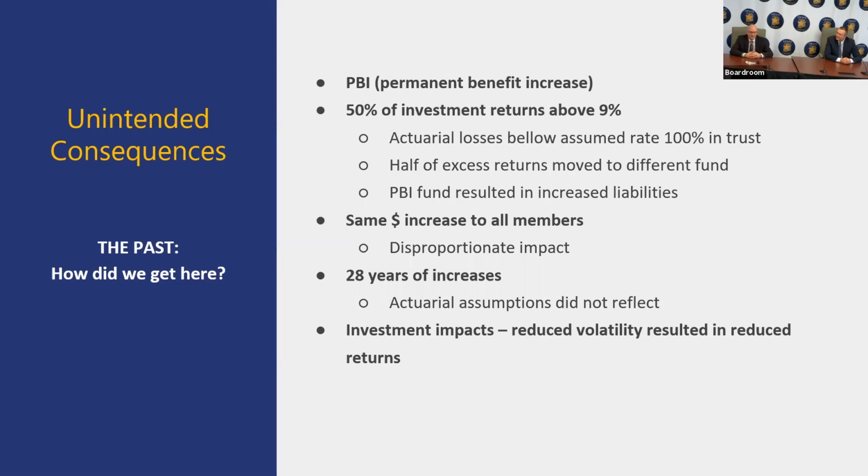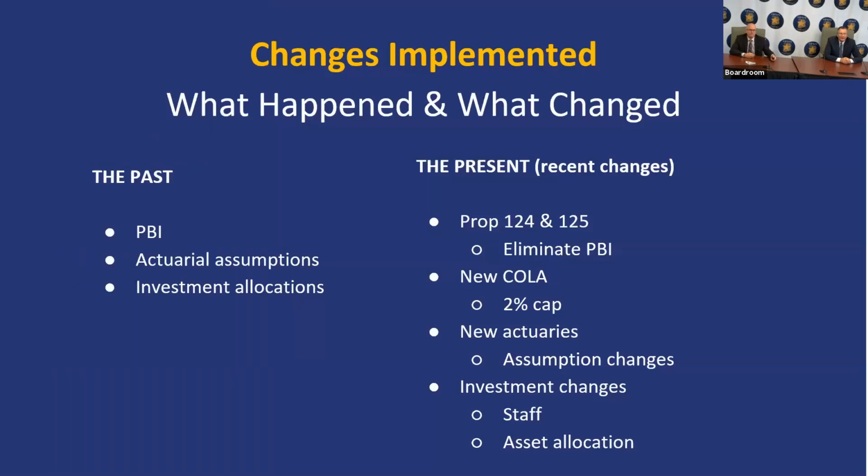And so the impact of that was essentially there was enough money set aside on those good years that there were actually 28 consecutive years of increases given due to the PBI. Those increases were not part of the normal cost calculation. There were also investment impacts once it was realized what those unintended consequences were. There were changes made to the asset allocation and the portfolio. By design, they reduced the volatility, which resulted in lower returns over the long term.